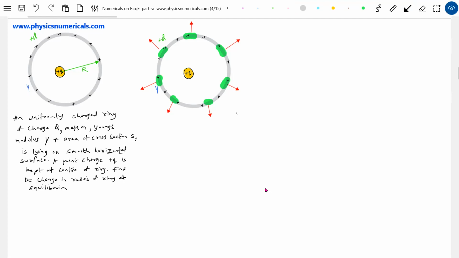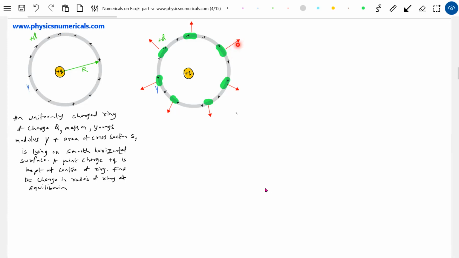I'm just saying that there's a positive point charge kept at the center of the ring, and we have positive charge on the circumference of the ring. So the interaction force between them will be radially outward. Between any point on the ring and the point charge, the interaction will be radially outward. So now under the action of this radially outward force, what will happen to the ring? The ring will expand.